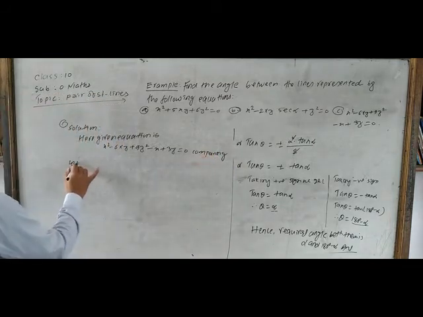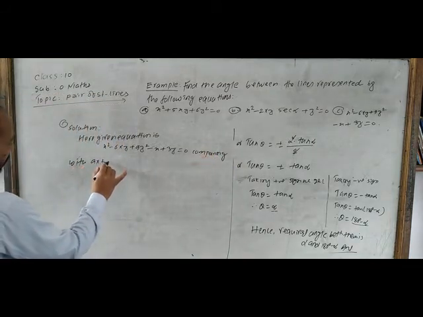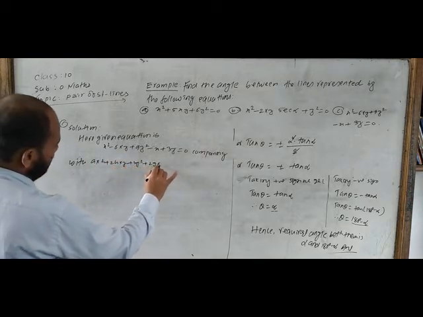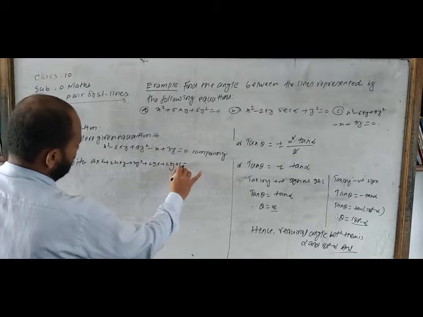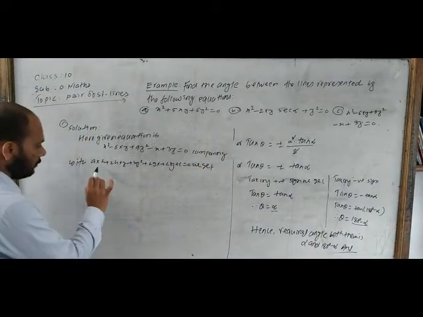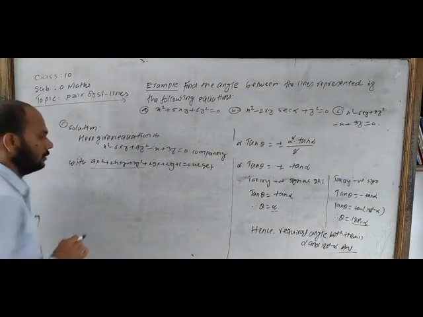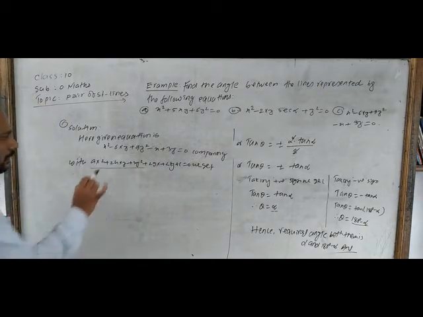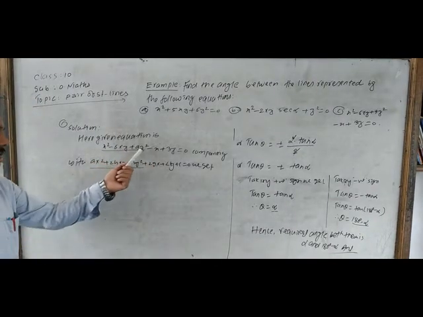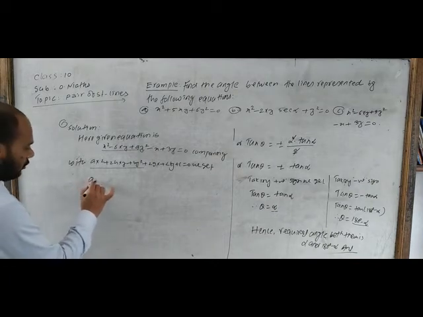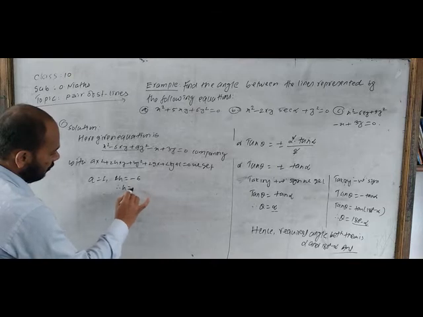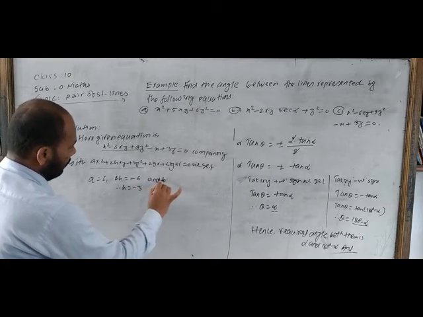Comparing with ax square plus 2hxy plus by square plus 2gx plus 2fy plus c is equal to 0, we get, and here for the angle between them we only use this much, only the terms having x square minus 6xy plus 9y square. So here we have a is equal to 1 and 2h is equal to minus 6, therefore h is equal to minus 3 and b is equal to 9.